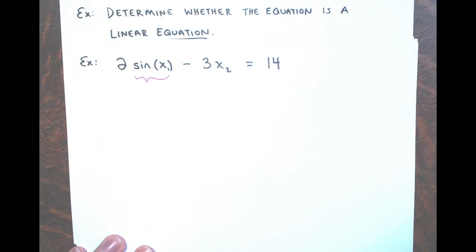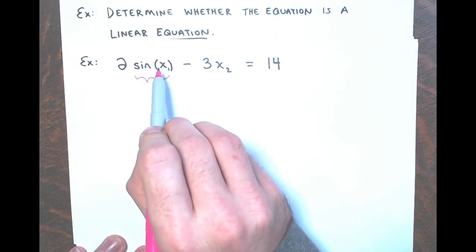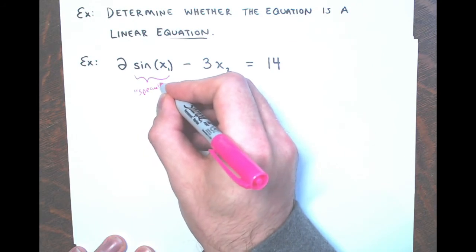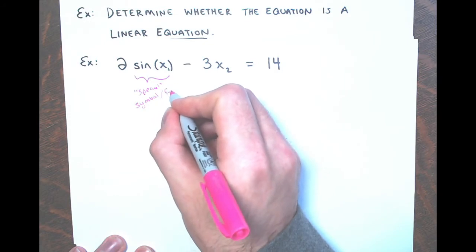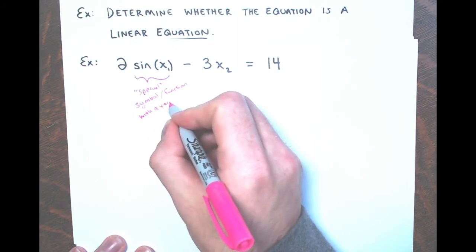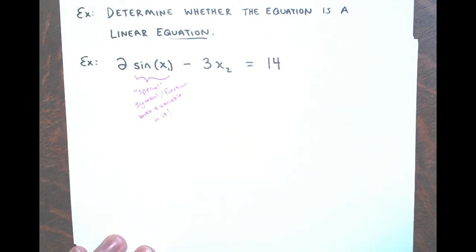This first term has an issue. You see that special function, the sine function? It's one of those trigonometric functions. I have a special function, a special symbol with a variable in it. Again, I'll put special in quotes here. What do you call special? Special symbol, special function, with a variable in it. That's not going to happen in a linear equation. All right. So this is not a linear equation.